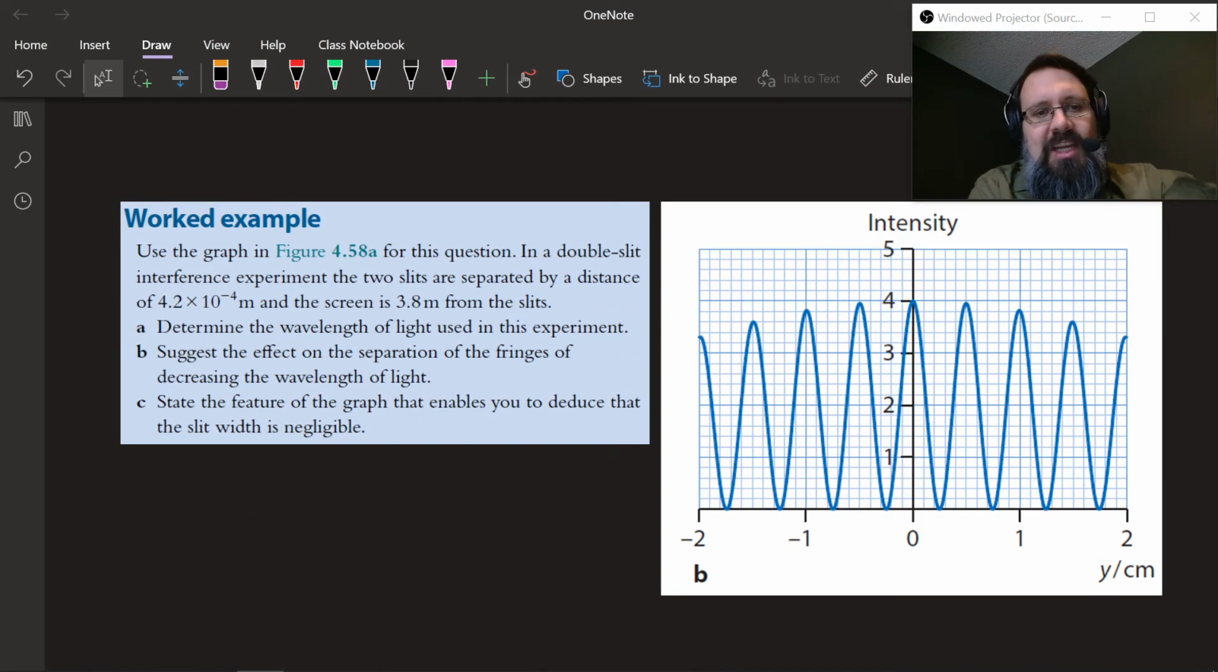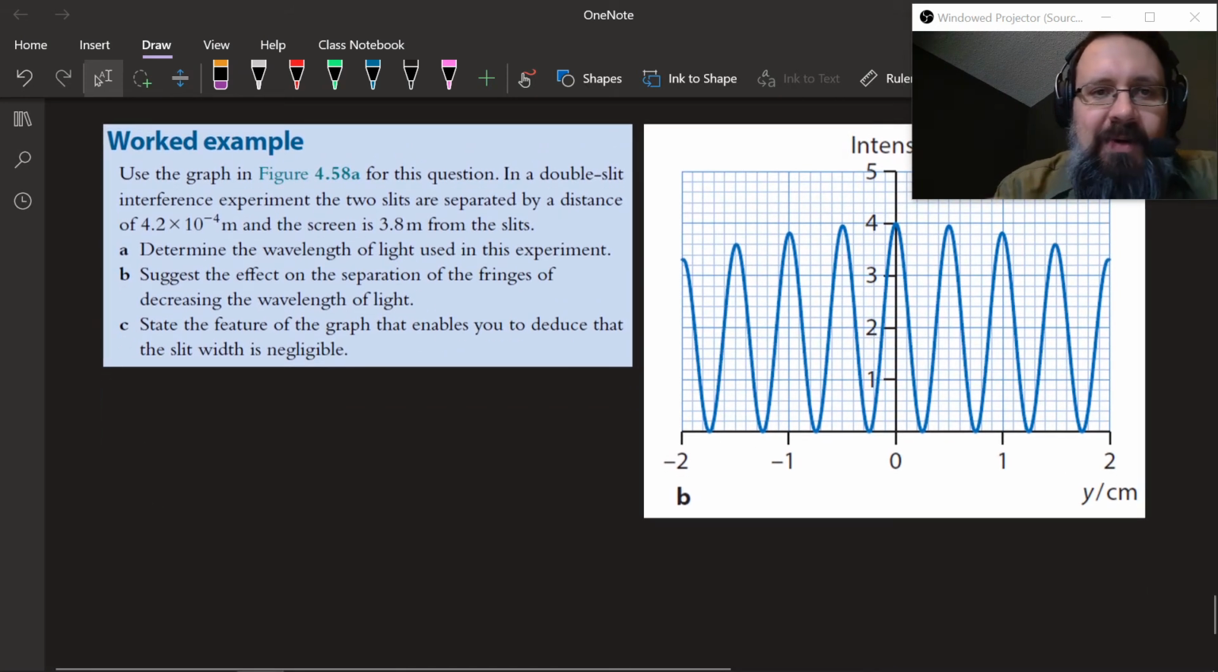Question B, suggest the effect on the separation of the fringes of decreasing the wavelength of light. So what would happen if our laser was a shorter wavelength, like if we went from red to green? And then lastly, what's the feature on the graph that enables you to deduce that the slit width is negligible? All right, so let's do part A first.